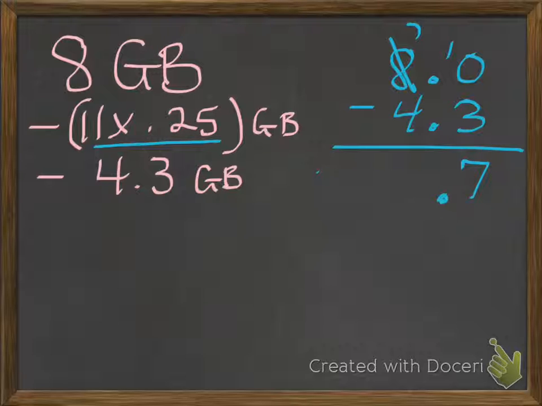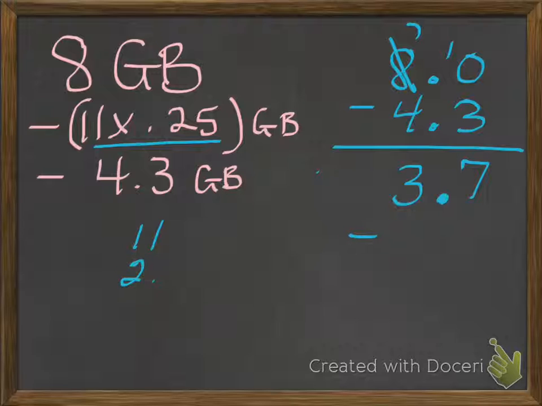I do bring the decimal points down when I'm adding and subtracting, not when I'm multiplying and dividing. Now 7 minus 4 is 3. So he's got 3.7 gigabytes left, but I need to multiply 11 times 0.25 and then subtract it from 3.7.